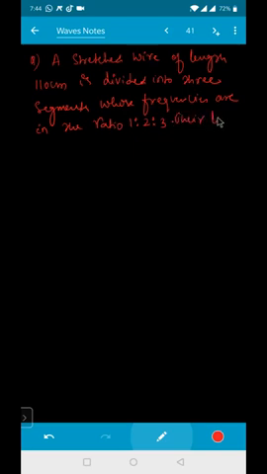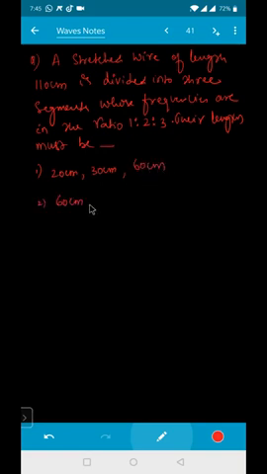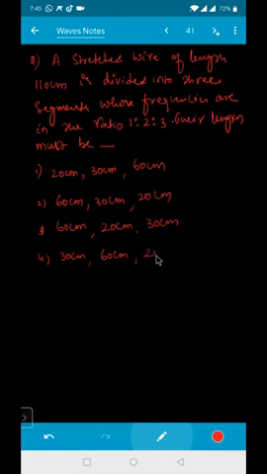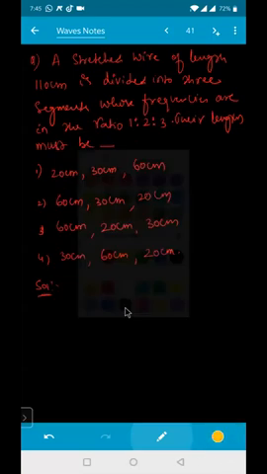To stop, their lengths must be dash. First option is 20 centimeter, 30 centimeter, 60 centimeters. Second one is 60 centimeter, 30 centimeter, 20 centimeter. Third one is 60 centimeter, 20 centimeter, 30 centimeter. And fourth one is 30 centimeter, 60 centimeter, 20 centimeter. So read the question and try to do it better. I'm giving you 5 minutes of your time. So please try to do it out.